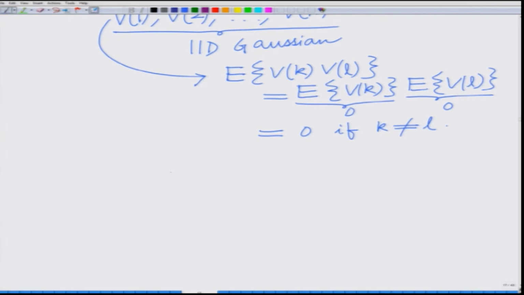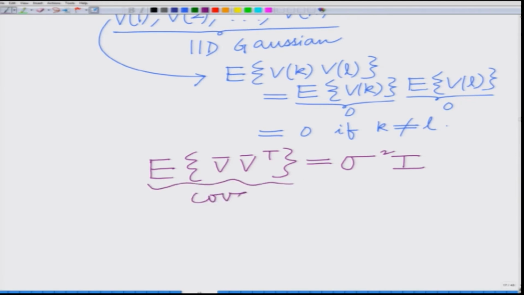Therefore, the covariance, which we also derived in the previous example for the wireless sensor network, is expected value of V bar times V bar transpose equals sigma square times the identity matrix. This is the covariance matrix of the noise vector V bar.